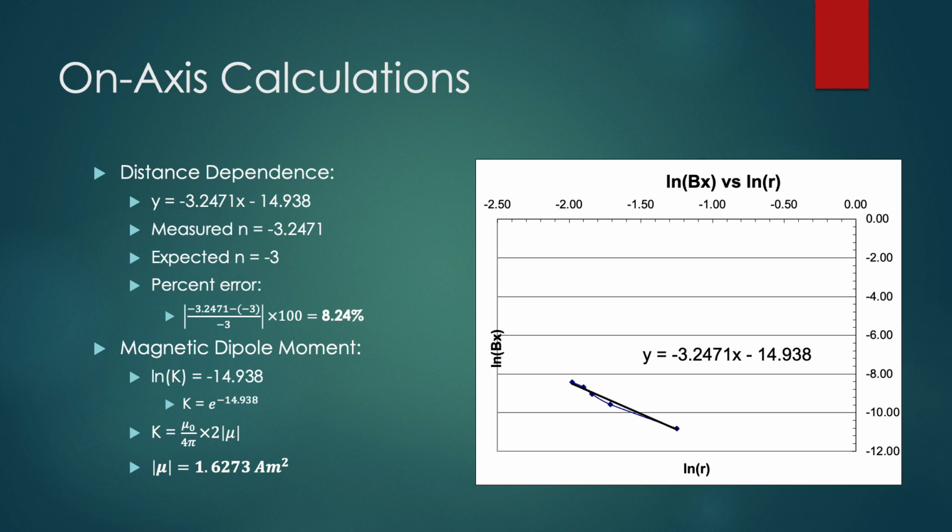We can utilize the n value we find from the curve to find that the percent error is 8.24% with reference to the expected n value of negative 3. We can also rearrange the equation for k to find that the magnitude of the magnetic dipole moment is 1.6273 amp square meters.